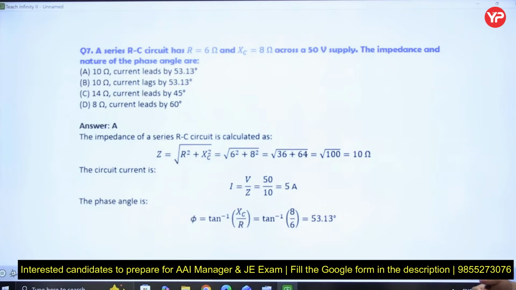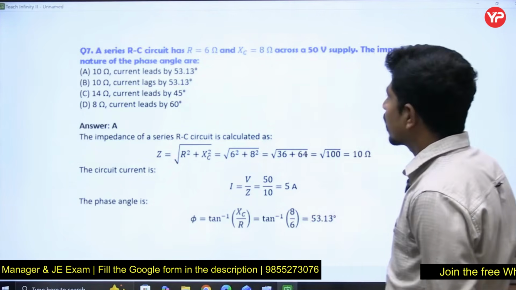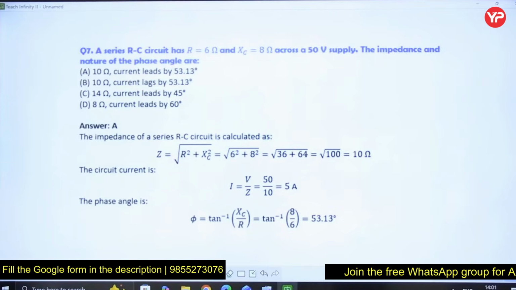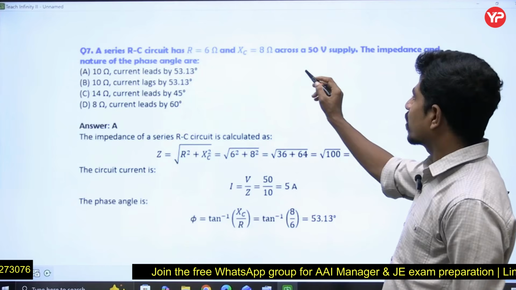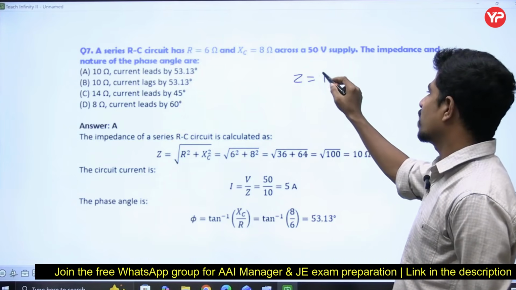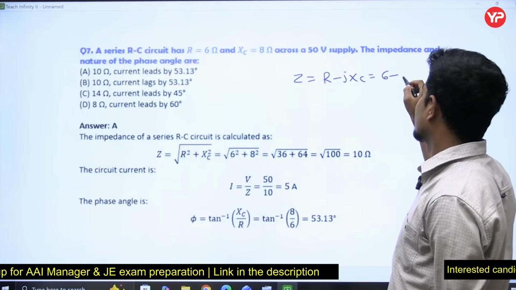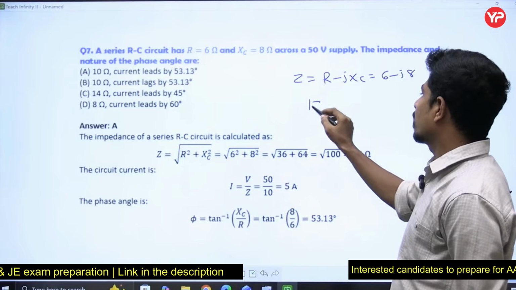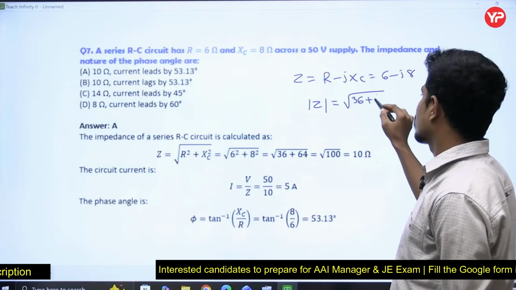Next, a series RC circuit has R equal to 6, XC equal to 8, applied across; find the impedance and the nature of the phase angle. So impedance Z is equal to R minus jXC, which is equal to 6 minus j8. He is expecting the magnitude. Root of 6 square is 36, 8 square is 64.